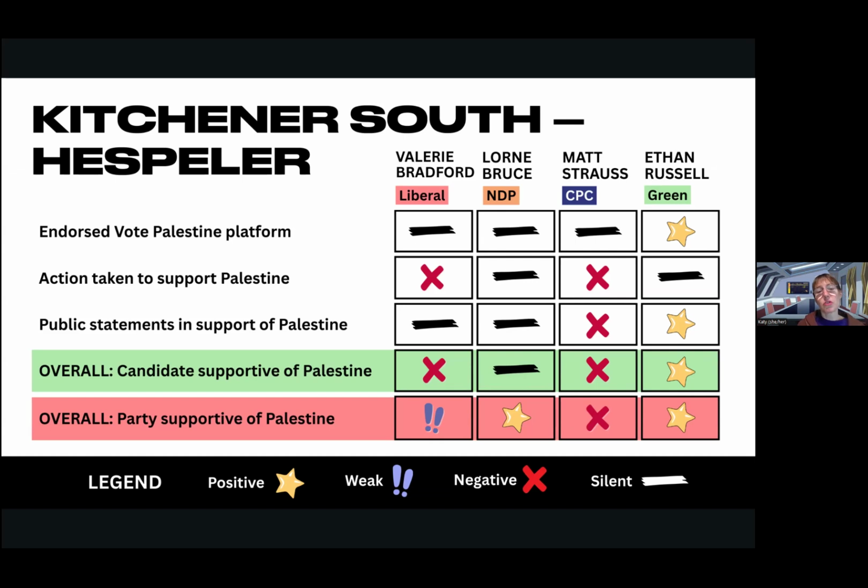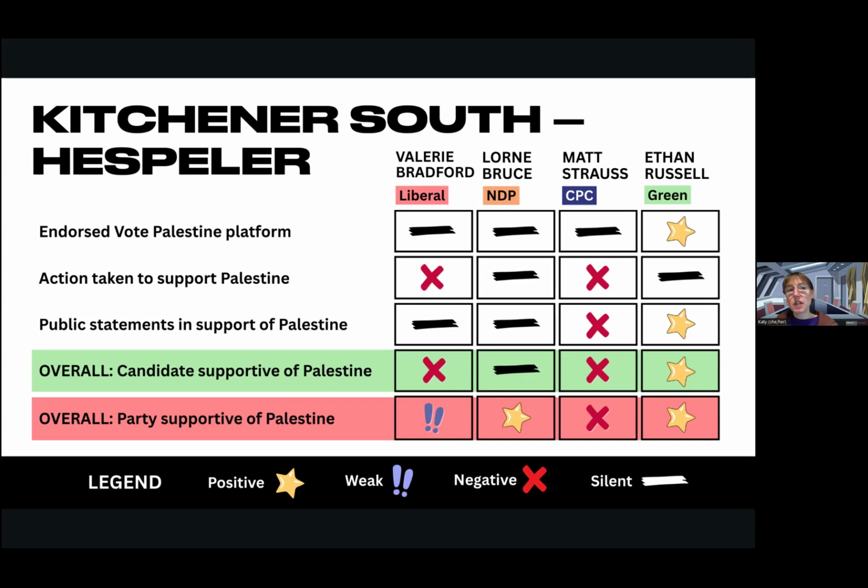She also took a trip to Israel that was funded by the Center for Israel and Jewish Affairs, which often lobbies in support of the illegal settlements. And so that's another reason why she has an X there.